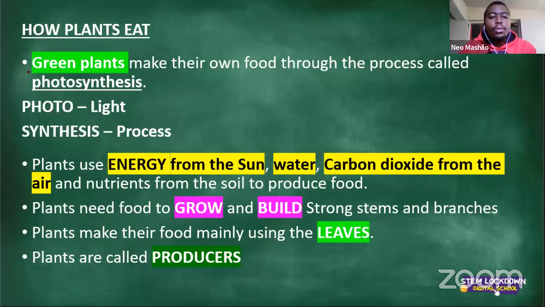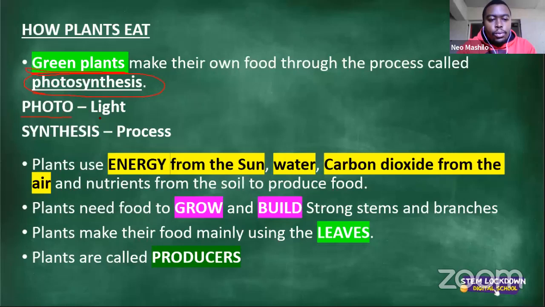So green plants, so mainly plants that are green, make their own food through the process called photosynthesis. Photosynthesis. And it's a very difficult word to say. It can be a tongue twister at times, but I've tried to make it easy so that we can be able to define what photosynthesis is.